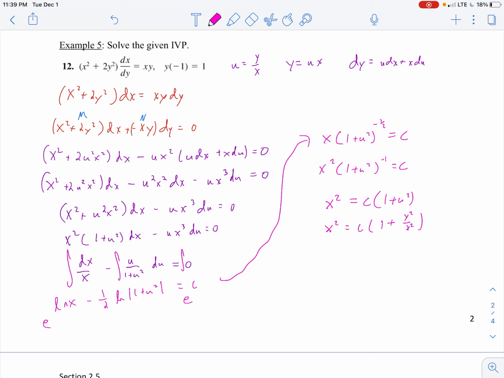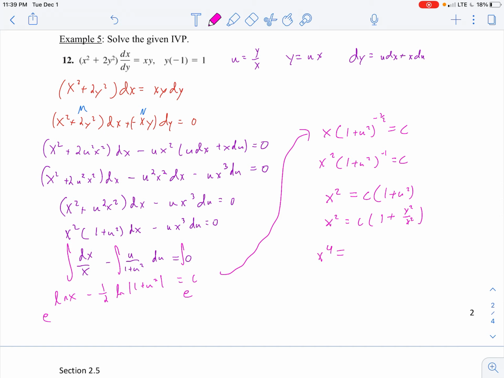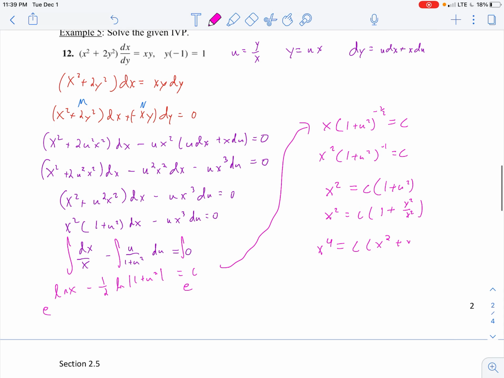And then let's write it without any fractions. So let's multiply both sides by x squared. Let's get x to the 4th is equal to c times x squared plus y squared. And then there's our solution. Again, we were finished right above when we resubstituted in for that u. We could have substituted in u there, and we're finished, because all I did was clean it up from everything that was below that top box. All right, and that's how I got x to the 4th equals c times x squared plus y squared.